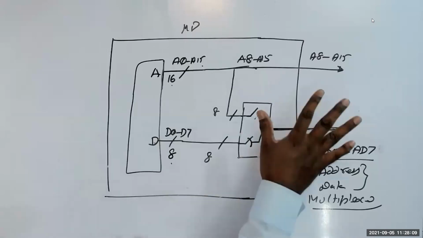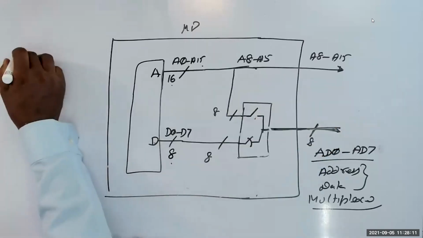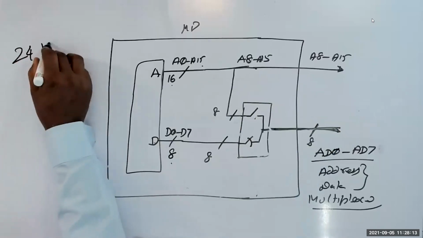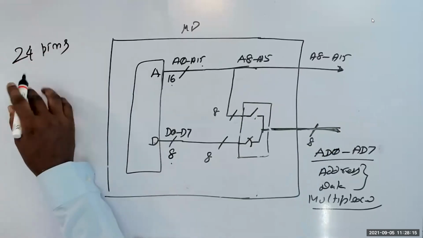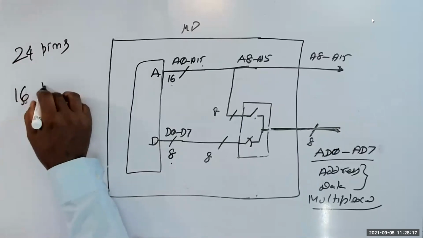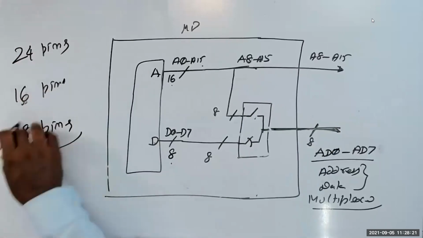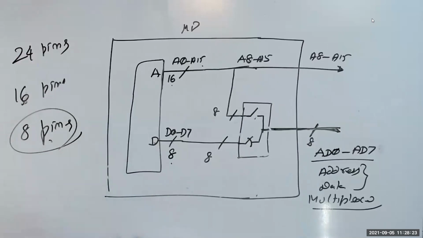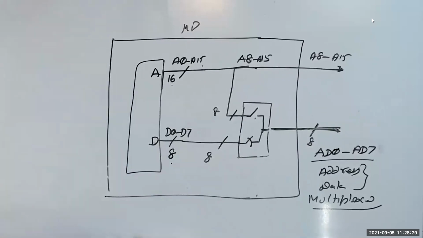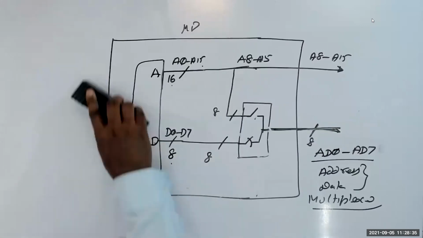Now, the trick here is, by this, they saved instead of 24 pins, they saved 16 pins. That means that they saved 8 pins. This is a great achievement in 1976. You'll be thinking today so simple, but it's a great thing in those days. But the problem is you need address and data. So what they have done is tricky here.